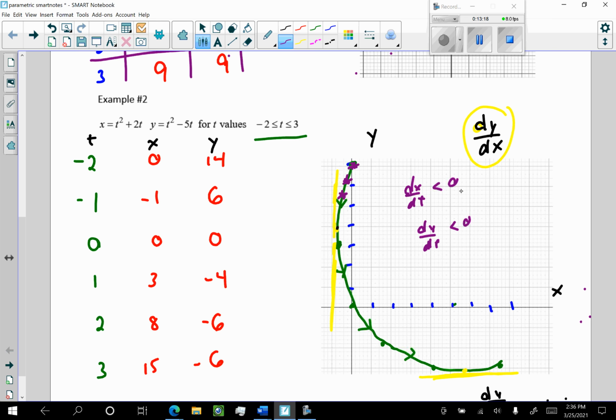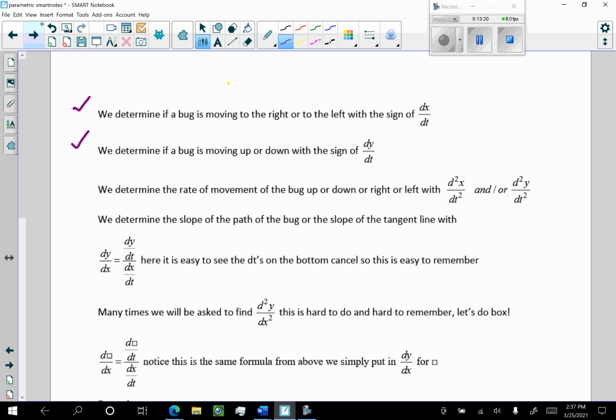So that's going to be a very useful definition that we've talked about before, these guys here. We determine the rate of movement of the bug up or down with the second derivative of x with respect to t and the second derivative of y with respect to t. We don't use this very much, but it was worth actually mentioning in these notes.